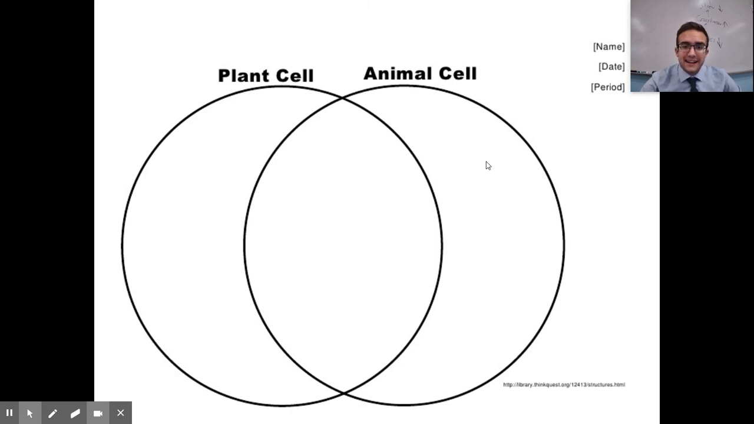Next week in class, when I see you again, we'll be looking at cells with microscopes. So get excited for that. We'll walk through the cell theory and how it was developed, and you'll see some of these organelles in prepared slides. So get excited for that.